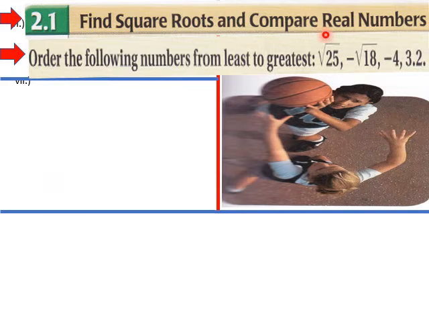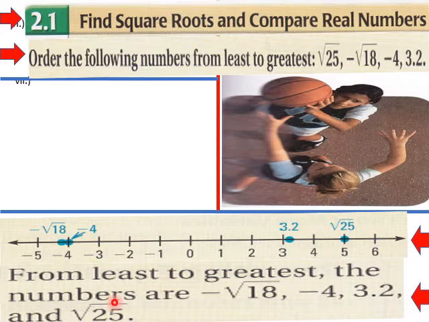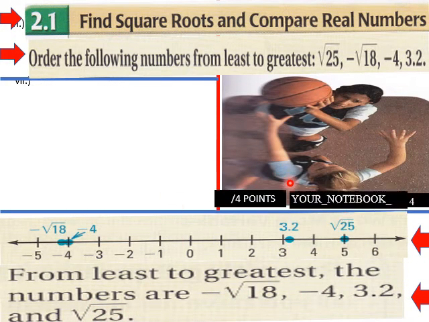Find square roots and compare real numbers. Order the following numbers from least to greatest. Here's our list. And here they are plotted. Negative square root of 18 and negative 4 is right next to each other there, sort of, although negative square root of 18 is a little bit less. And then 3.2 and then square root of 25. So from least to greatest, the numbers are negative square root of 18, negative 4, 3.2, and square root of 25. So that would be page 4, going to your notebook.